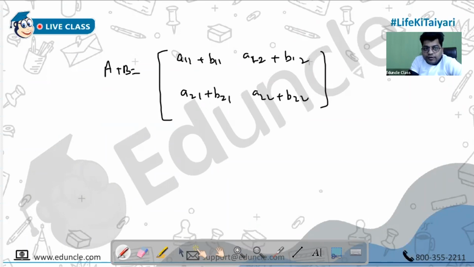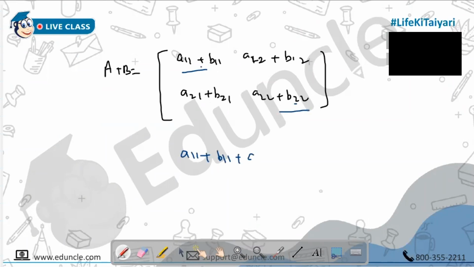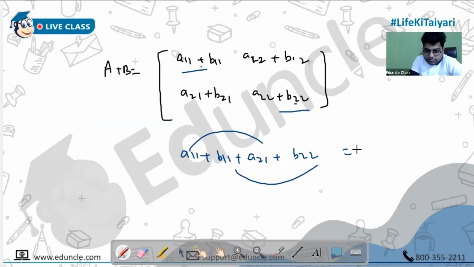Nothing you have to prove. Very simple problem. You are saying the sum of diagonal is 0, yes or no? Yes, sir, it will be 0, because this plus this is 0. Yes, the same is you are asking me.